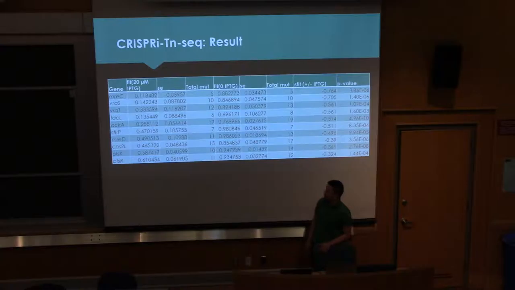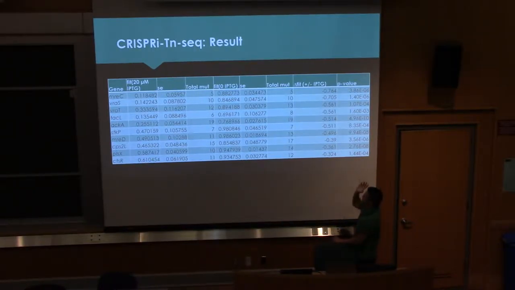Here are some of the results we obtained, in tabular form. We obtain the fitness score based on the number of mutants that survived, and we subtract the fitness score in the absence of IPTG from that in the presence of IPTG. Their difference is the fitness score we're looking for.